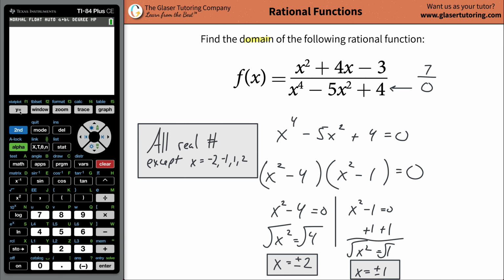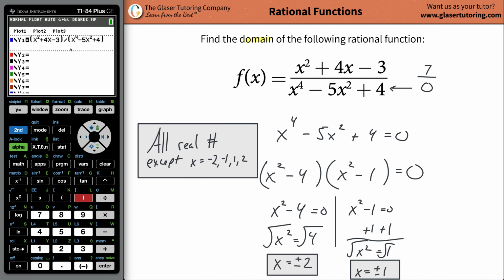You can also use the calculator to kind of help you out on this. You can plug in the function on the top. You could do x squared plus 4x minus 3, over x raised to the fourth minus 5x squared. Now I know I already solved the problem, but you might want to know multiple ways to look at a problem. Something might click better. Hopefully I'm plugging this in right. Let me just make sure. Everything looks good, I think.